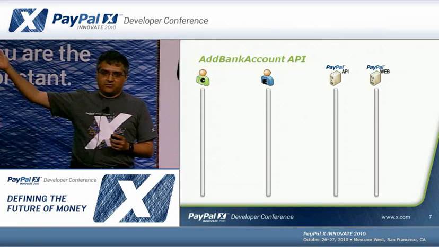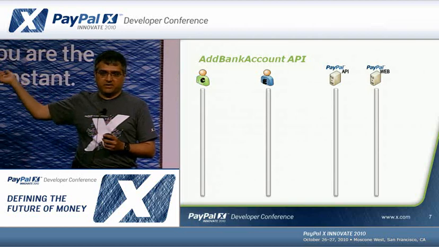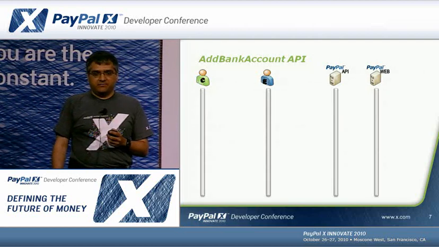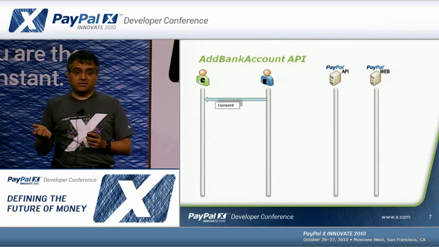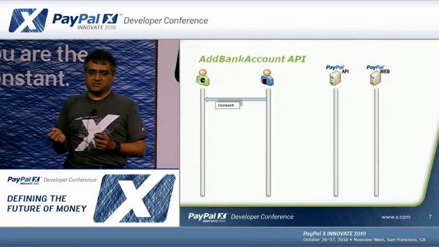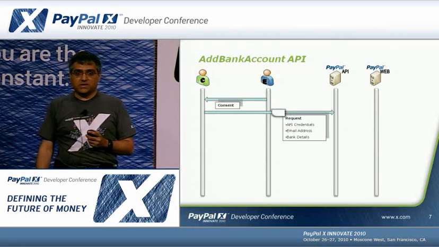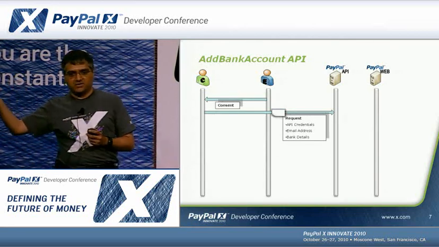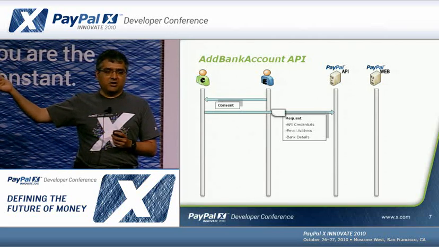So in any case, again, the 4 players are back on the screen. You have the API caller, the end user, the API endpoint, and the website. So first step is that you must obtain the end user's consent to give us their bank account details. You obtain that consent, and then you make the request to us. It comprises the API credentials, their PayPal email address, and this blob called bank details.